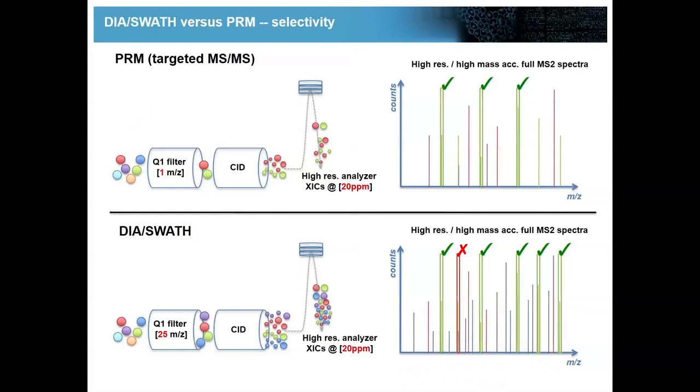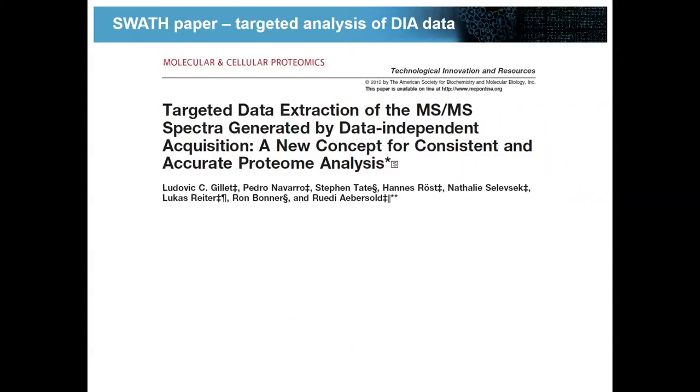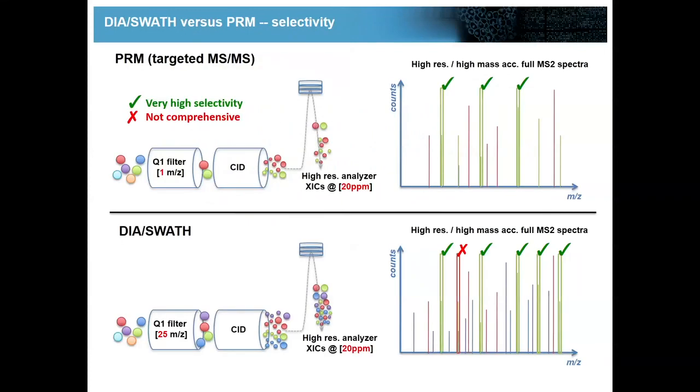But again, with PRM, you have the problem that we're not covering the whole mass range. So it's very high selectivity, but it's not comprehensive. And the trade-off here is that in DIA mode, we have lower selectivity, but we cover the whole mass range by opening up this Q1 precursor isolation window.